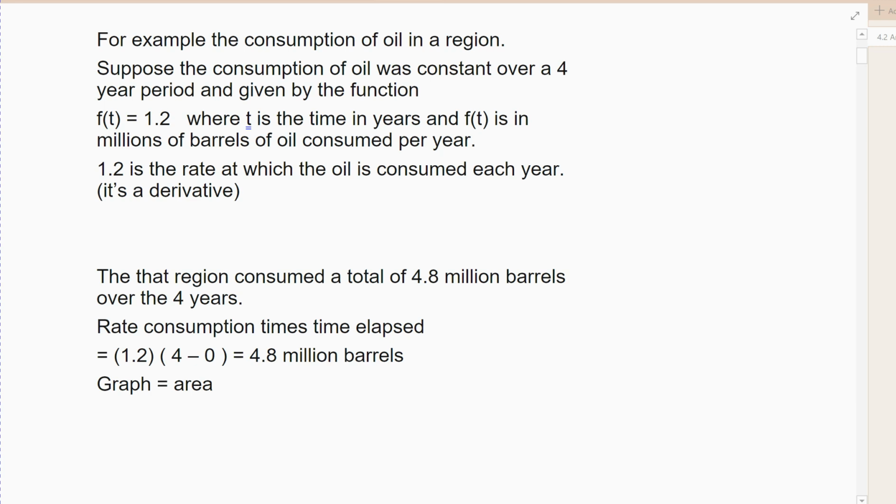So first we'll talk about the area part, which is something you should be familiar with. Suppose I have an example where I know that the consumption of oil is constant, meaning it's the same rate. They consume oil at the same rate over a 4-year period. Suppose that consumption rate, where t represents years, is 1.2 million barrels of oil consumed per year. So that's a rate of change. It's a derivative. That's how fast this particular region is consuming oil every year, and it's constant. Same speed, every year.